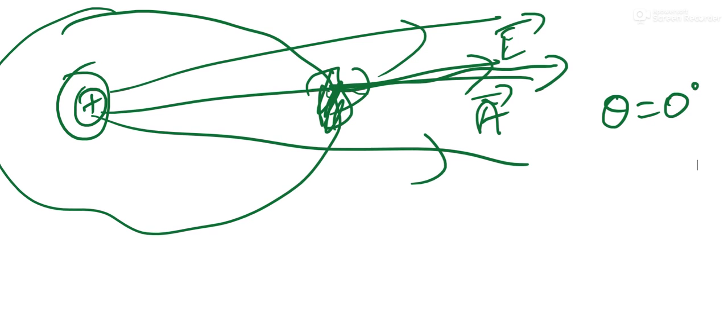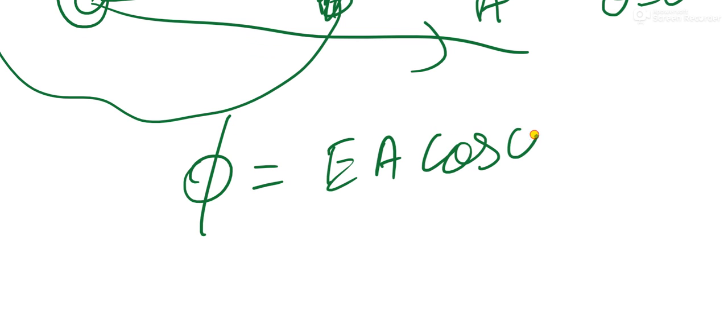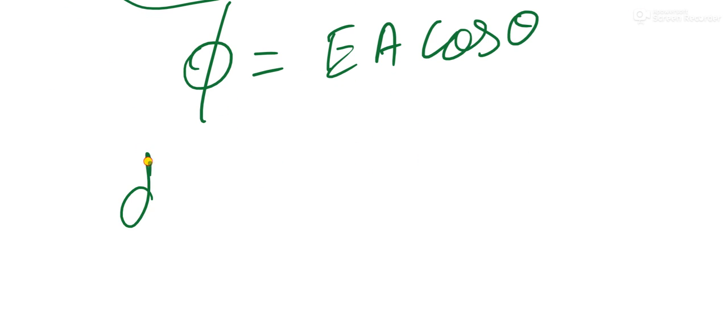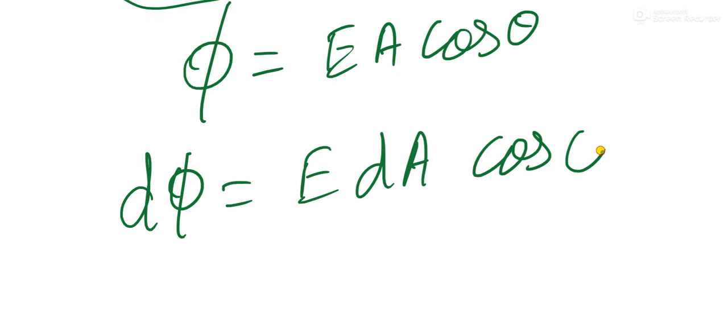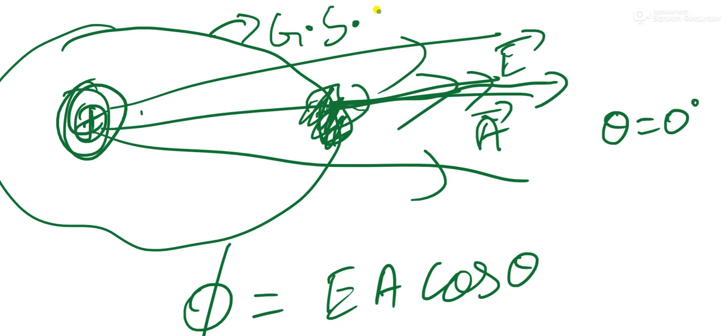Now we know electric flux, which I am also going to explain. Electric flux is equal to EA cos theta. So d phi is equal to E dA cos 0 degree, because electric field and area vector are acting in the same direction. The charge is placed in a sphere. This is called the Gaussian surface, and the Gaussian surface will also be a sphere.